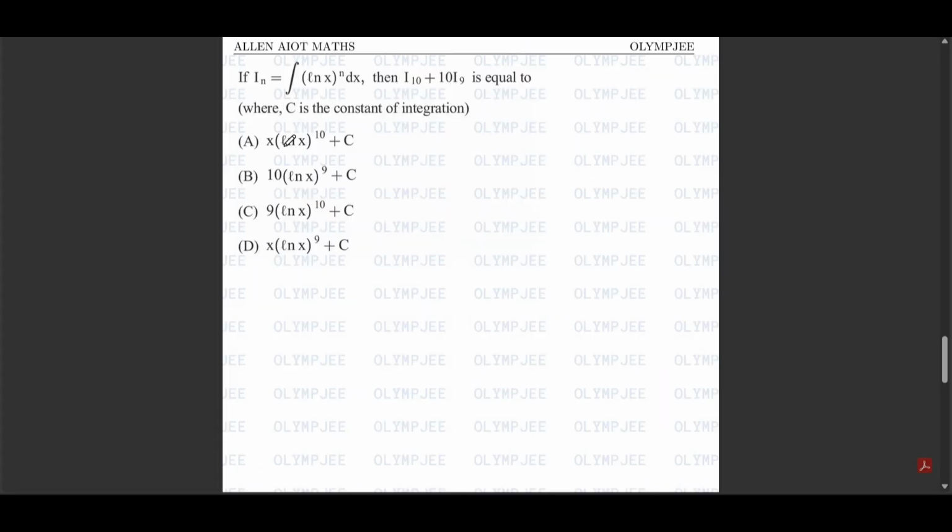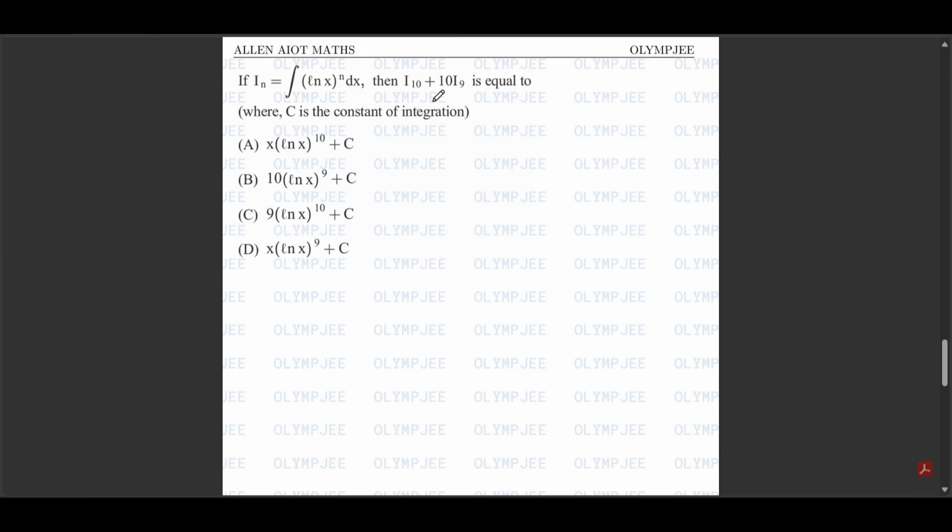So the next question is also a question from integration. So if In is defined as the integration of ln x raised to the power n dx, then we need to find I10 plus 10 times I9, right? So in such questions where I subscript n is given, we often use the by parts formula, because in the second term it gives us a term which is equal to what we already have in In, right? And that when we take on the LHS we get a relationship. In such questions we always use by parts relationship, right?